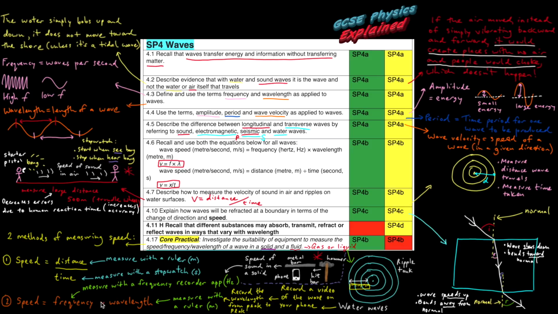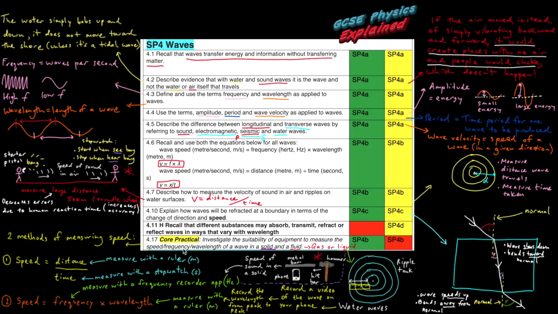Once you've got the wavelength, you just need the frequency. So you get the frequency just simply by counting how many waves come out per second. It's easier to do how many waves come out in 10 seconds. And just say you've got 17 waves come out in 10 seconds. Just do 17 waves divided by 10 seconds. And that'll come out as 1.7 waves per second, which of course is the frequency. How many waves there are per second.